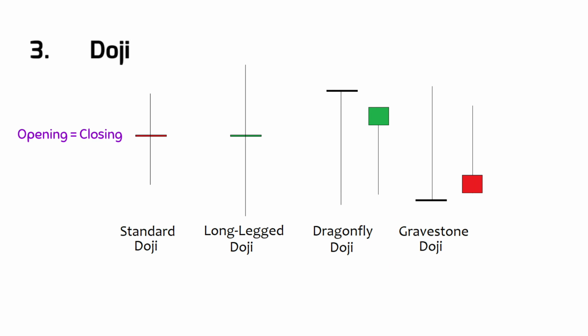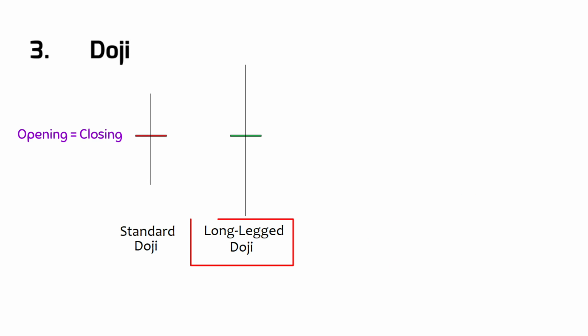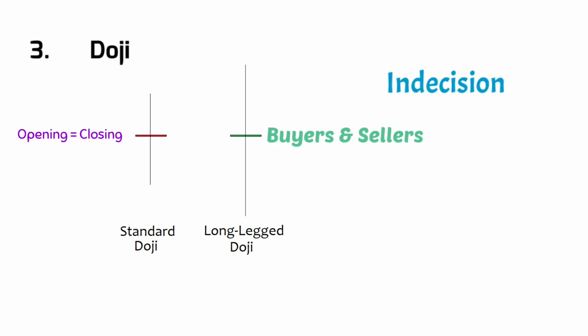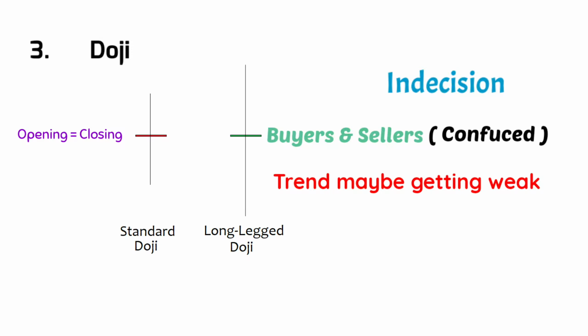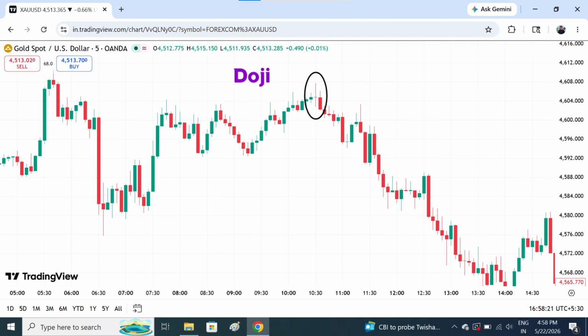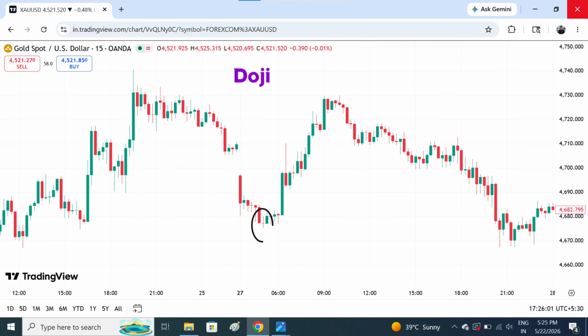Now let's understand the remaining standard Doji and the long-legged Doji. Both of these candles show indecision in the market. It means neither buyers nor sellers are able to take control of the market. The market remains confused. Generally, the Doji pattern gives a signal that the trend may be getting weak. For example, if a Doji forms after a strong uptrend, it means that buyers are becoming weak. And if it forms after a strong downtrend, it means that sellers are becoming weak. But remember, a Doji alone does not confirm a reversal. It only gives a warning that something in the market may change.